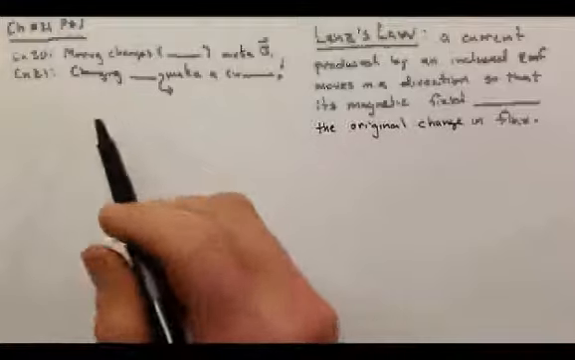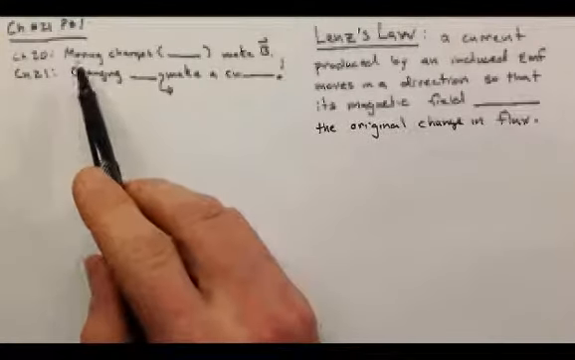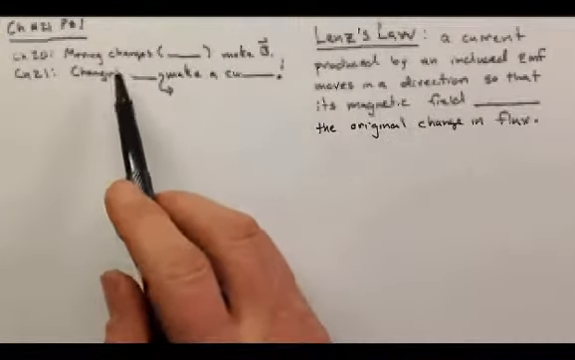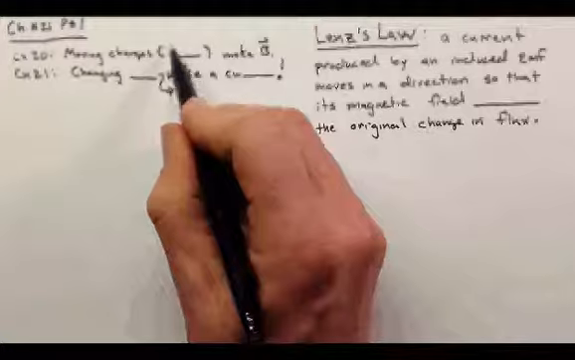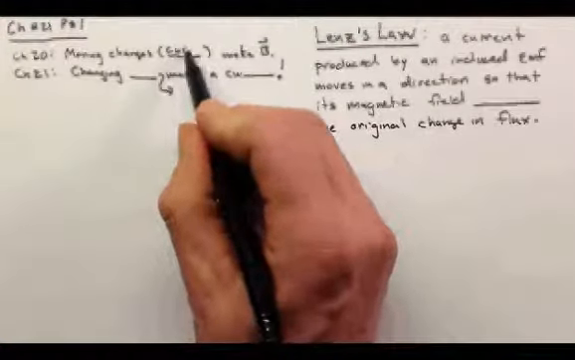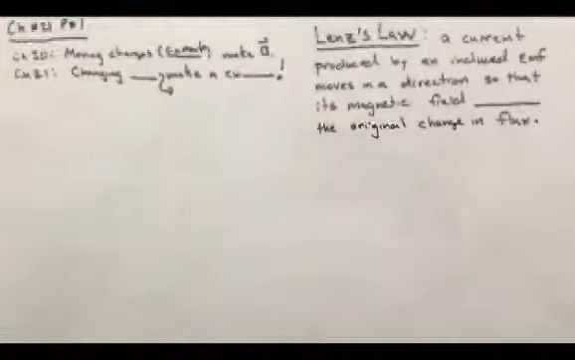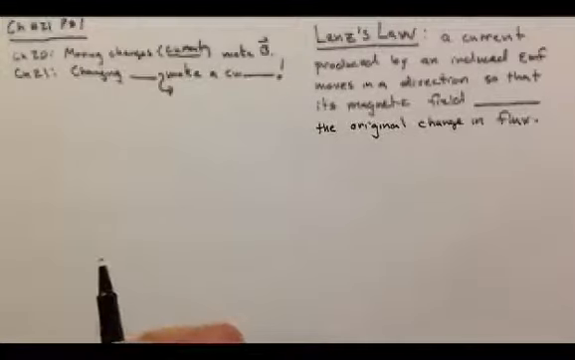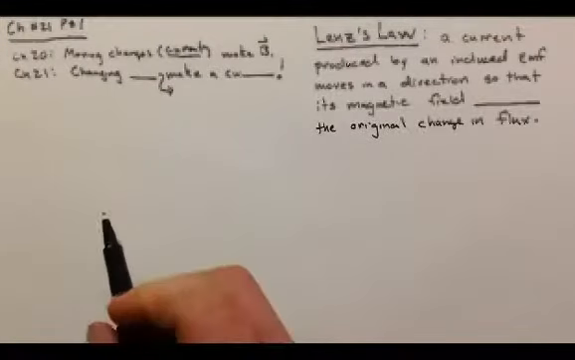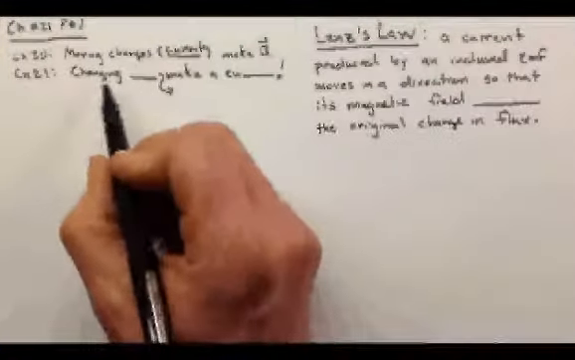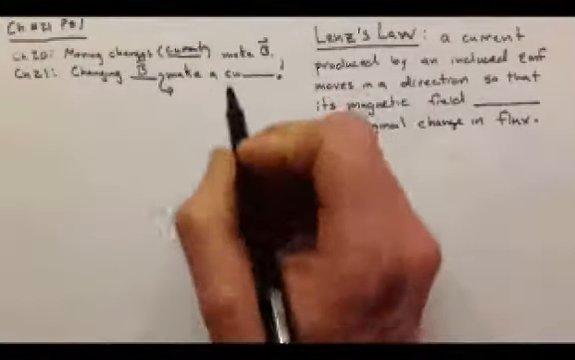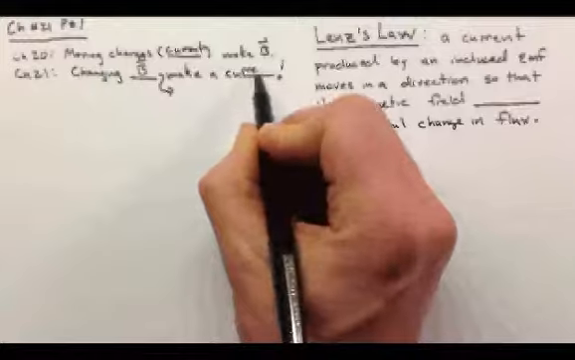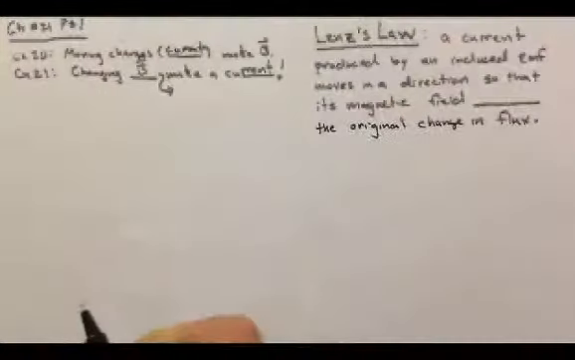Let's review. In chapter 20, we said that moving charges, currents, right, can make magnetic fields. And we had this right-hand rule thing, right? So moving charges or current can make magnetic fields. Well, what we're going to learn in chapter 21 is it goes the other way. A changing magnetic field can make a current. So this is just the opposite.